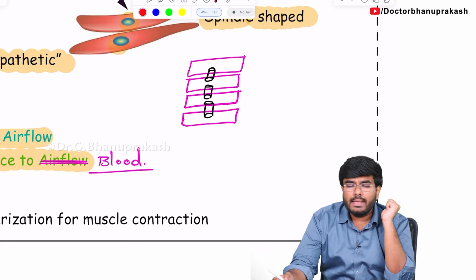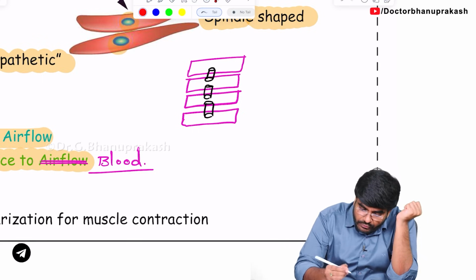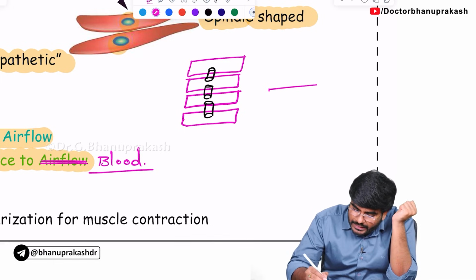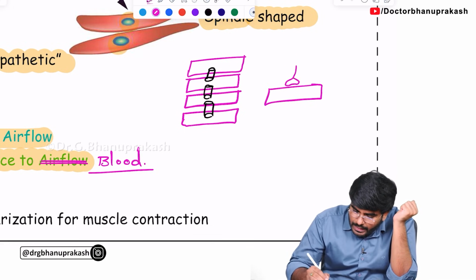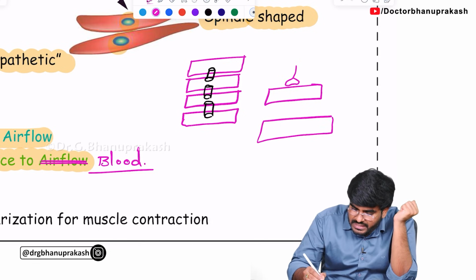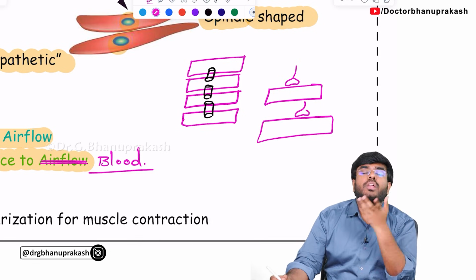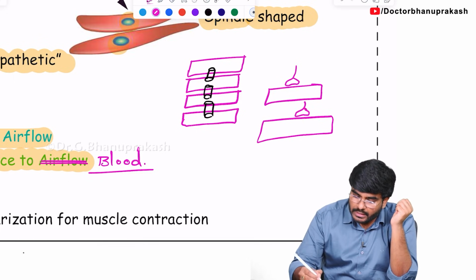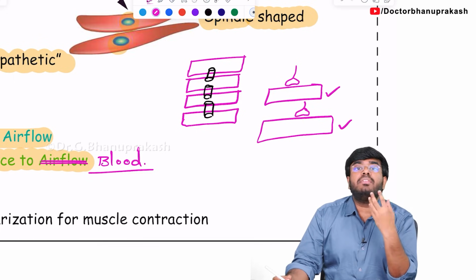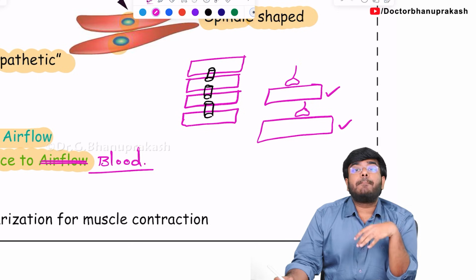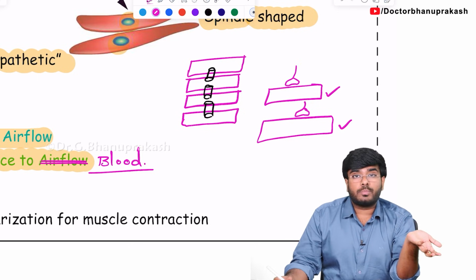But what if these smooth muscles are contracting individually? See, this is a smooth muscle which has a different nerve supply, and here is a smooth muscle which has a different nerve supply. A different motor neuron is stimulating it. So here the smooth muscles are contracting individually. So they are called multi-unit type of smooth muscles.